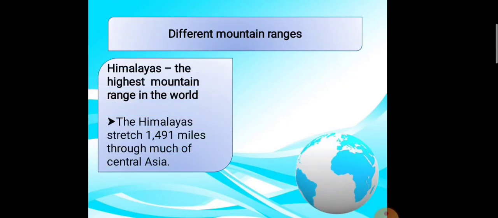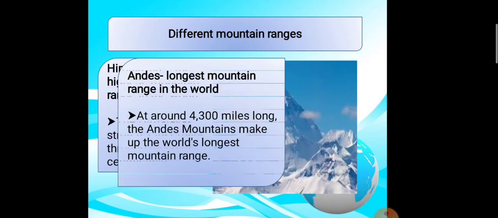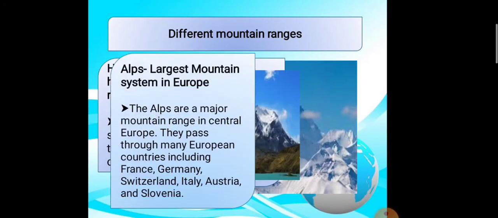The different mountain ranges. So first is the Himalayas, the highest mountain range in the world. So the Himalayas stretch 1,491 miles through much of Central Asia. Next is the Andes, the longest mountain range in the world. At around 4,300 miles long, the Andes Mountains make up the world's longest mountain range. So that is the example.